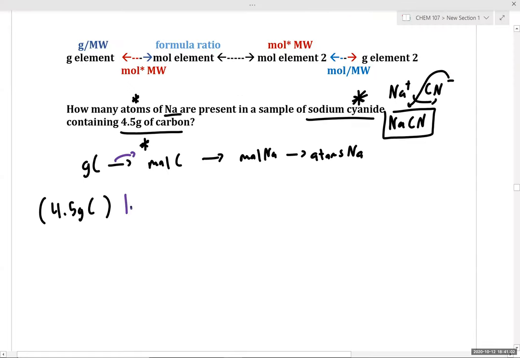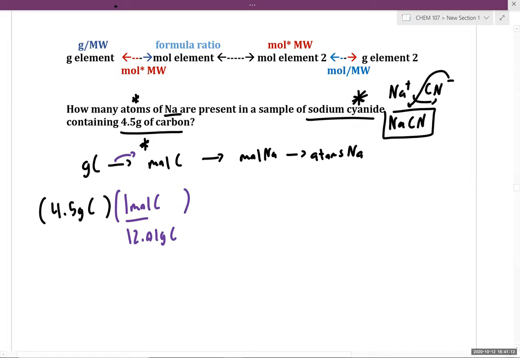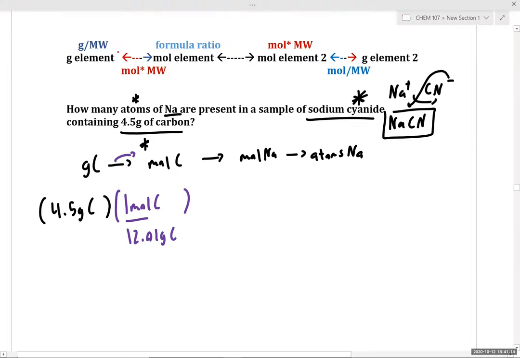So now that we have our scheme established, starting off with 4.5 grams of carbon, we're calculating the moles of carbon. We know in 1 mole of carbon, we have 12.01 grams of carbon. This is our atomic mass or molar mass obtained from the periodic table. To go from the moles of carbon to the moles of sodium, we're going to need our formula. And in our formula, how many moles of sodium do we have per mole of carbon?